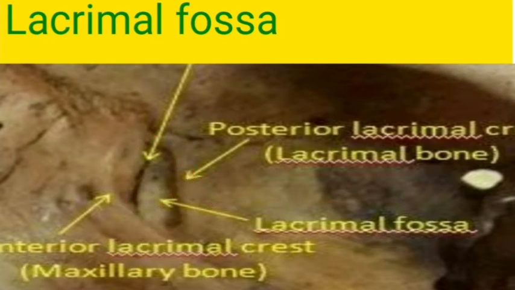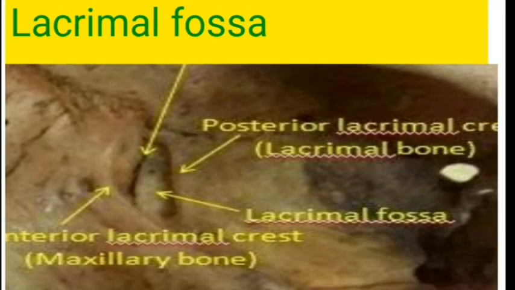In this anatomy, you can also see this is the crest, an elevation in the bone. This crest has two parts: this is the anterior lacrimal crest and this is the posterior lacrimal crest, and in the fossa we have the lacrimal sac situated. The periorbita, which covers these bones, also forms a fascia and covers the lacrimal sac. This is called the lacrimal fascia, which encloses the sac and is formed by the periorbita.